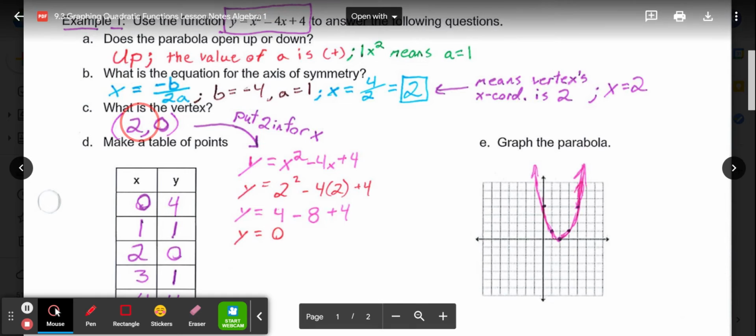So we already knew the x was 2, y is 0, so our vertex is at the ordered pair 2, 0.